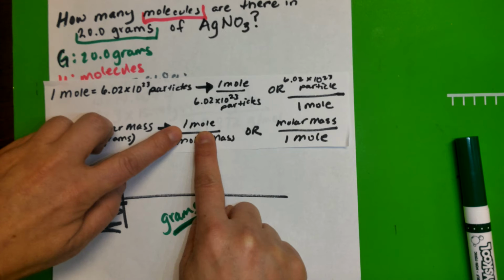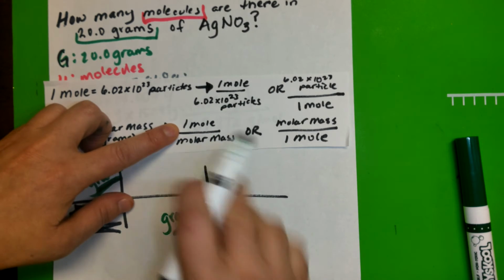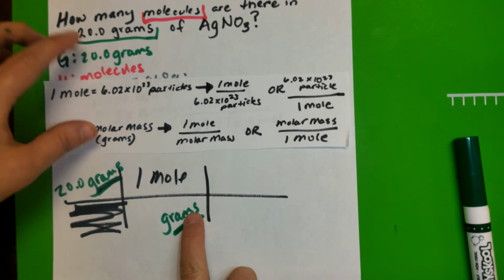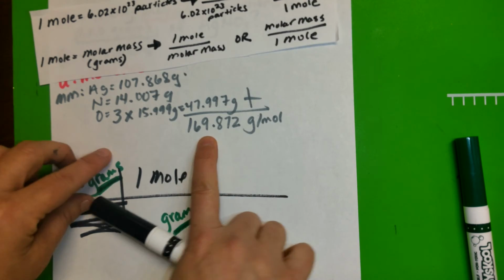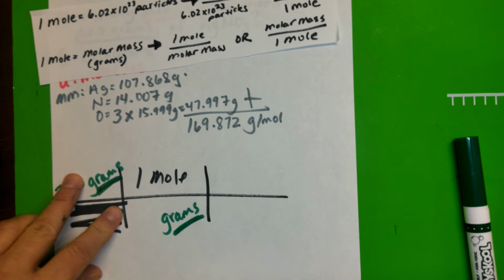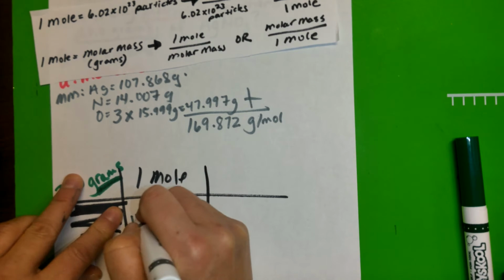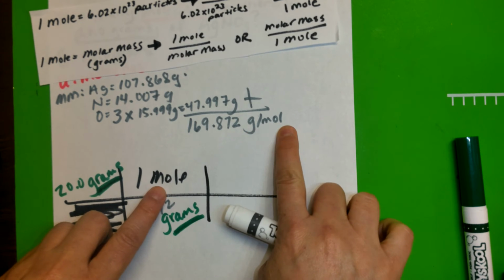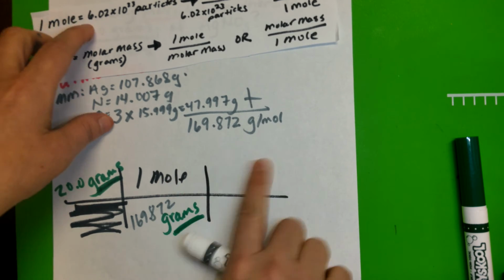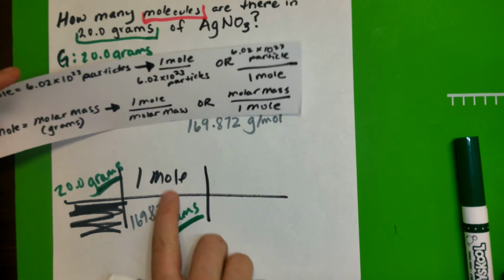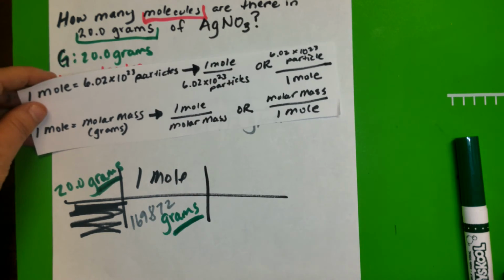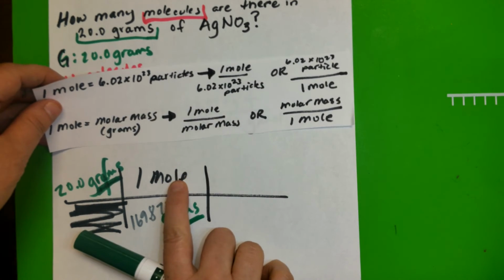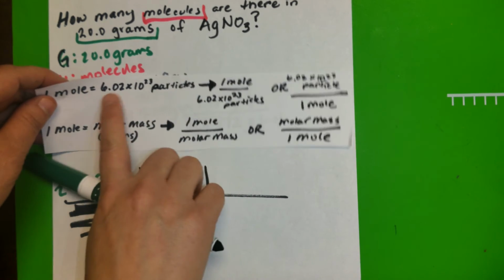So all you have to do is put it in here. The top part shows 1 mole, and the bottom part is the molar mass. You get the molar mass from here, 169.872, and it's grams per mole. The 1 mole goes on the top. You don't have to worry about those details, but I'm just showing you. Now these cancel out. You already converted from grams to moles. Now you already used this one, and now you need to use this one.